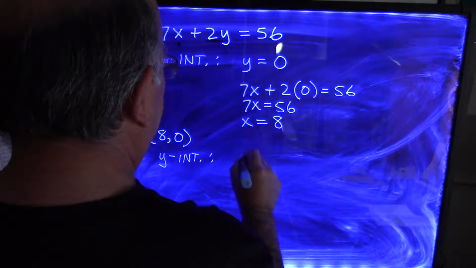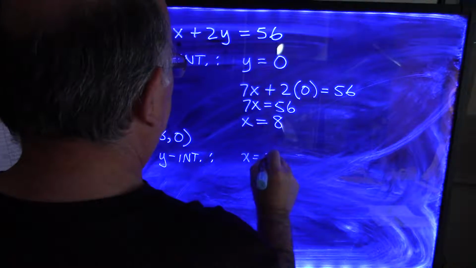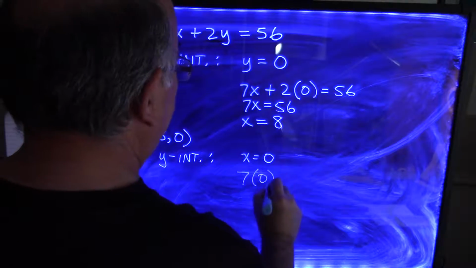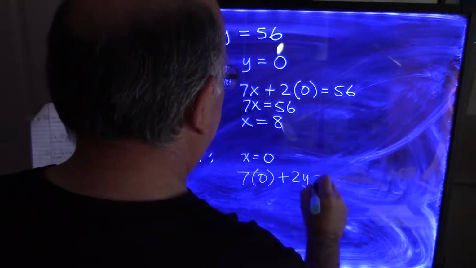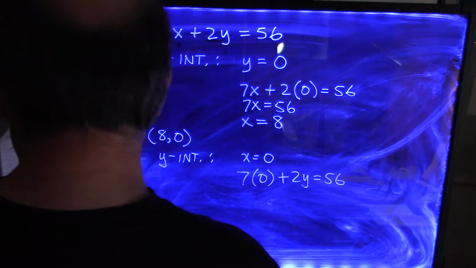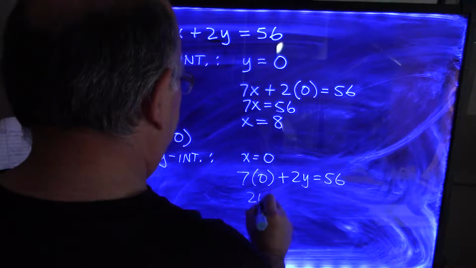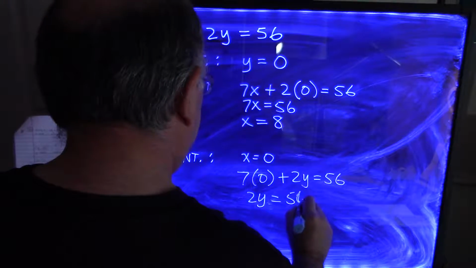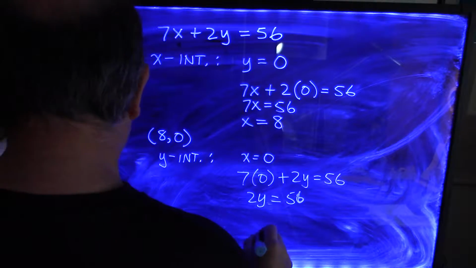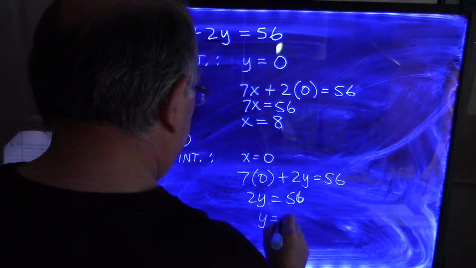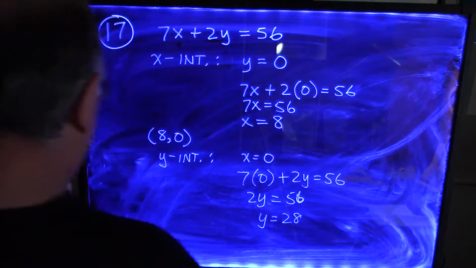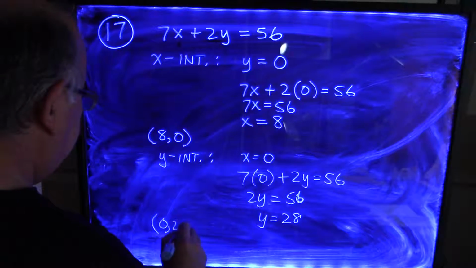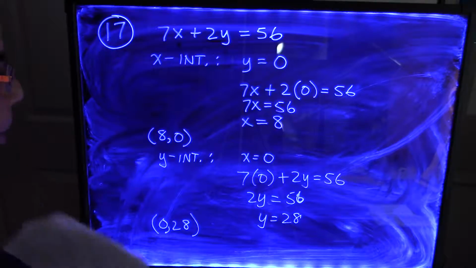The y-intercept occurs where x equals 0. So you just let x equal 0 up in the equation. 7 times 0 plus 2y is equal to 56, and that's equal to 2y on the left side. 2y equals 56. And so that's y equals 28. So we've got the point 0, 28 as our y-intercept.